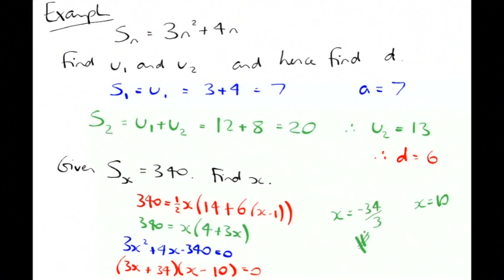We're looking for x to be a term number. Doesn't make sense for it to be negative or a fraction, so we can ignore that one. We've got x equals 10 as our solution.